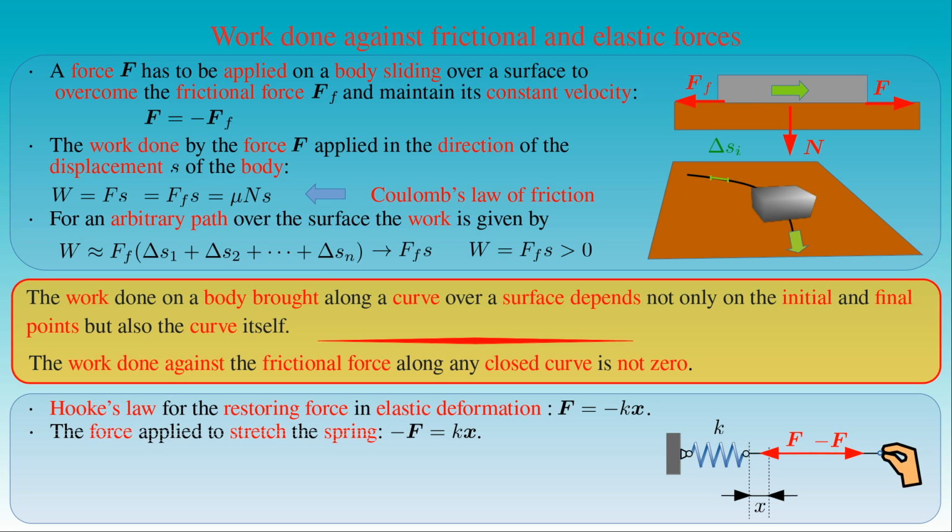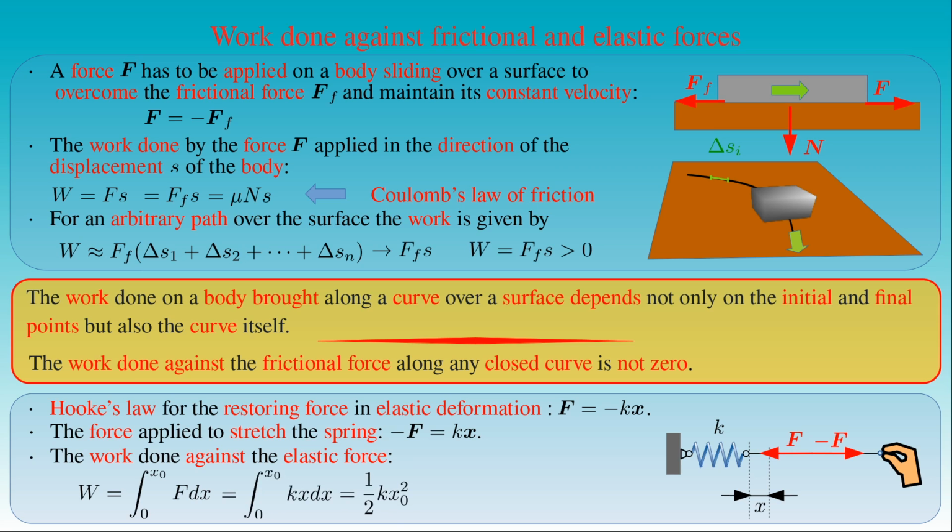Although the force applied on the spring points in the direction of the spring's axis, its magnitude depends on the displacement. Then the work W done against the elastic force of the spring is given by the integral of the magnitude of the elastic force F with respect to the displacement x from 0 to the maximum displacement x0. Since the magnitude of the elastic force F is equal to the spring constant k times the displacement x, the work W is given by 1 over 2 times the spring constant k times the square of the maximum displacement x0. In other words, the work done against the elastic force of the spring is proportional to the square of the displacement of the spring, where the proportionality constant is the spring constant.